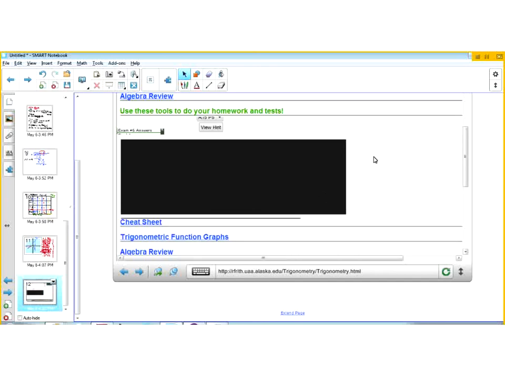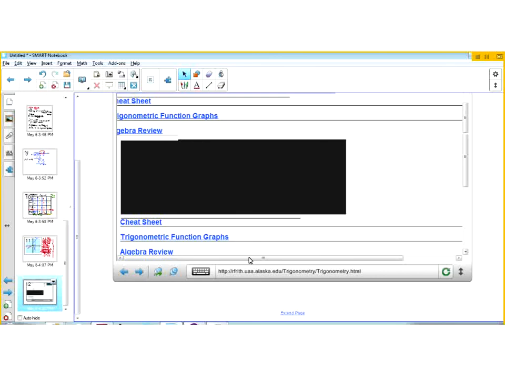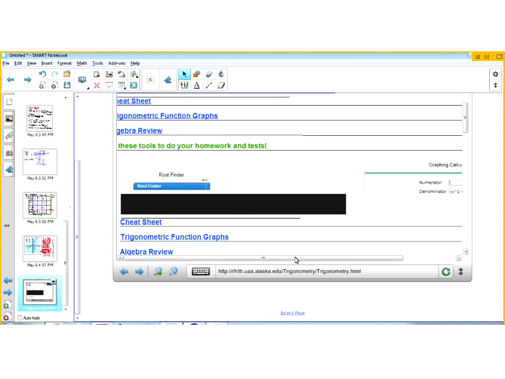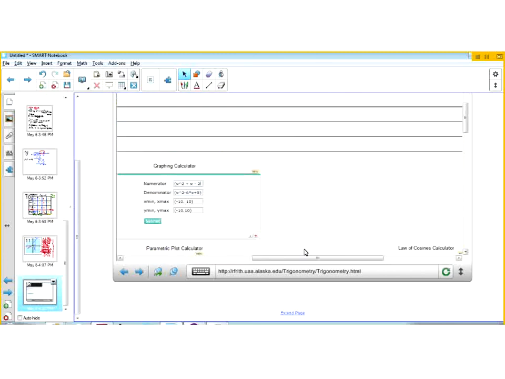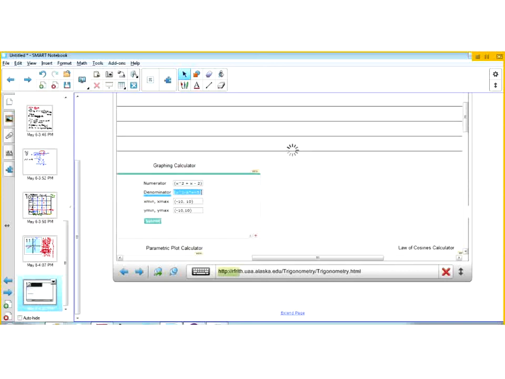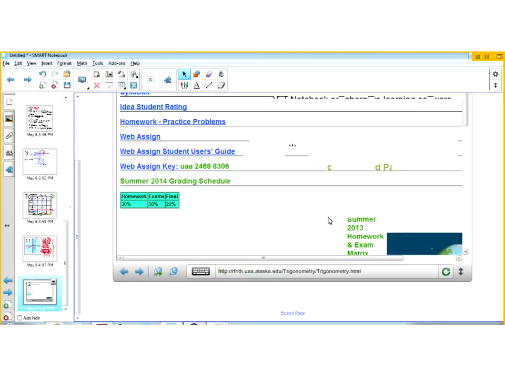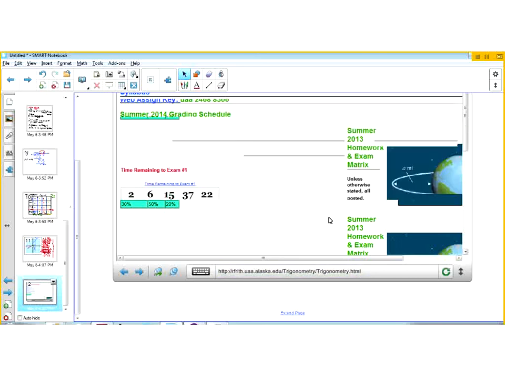So the numerator was x squared plus x minus 2. So put that in. Be sure to put that in parentheses. X squared plus x minus 2, divided by what? x minus 3. Oh, come on. Sorry about that.